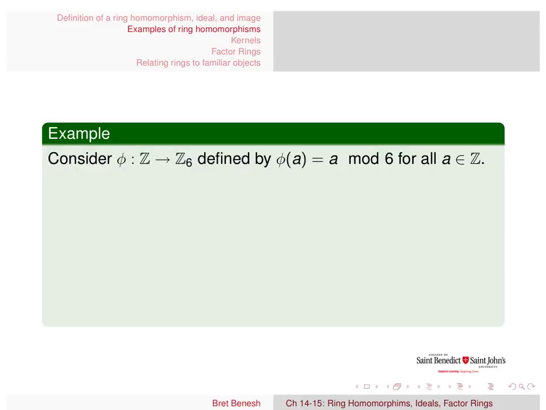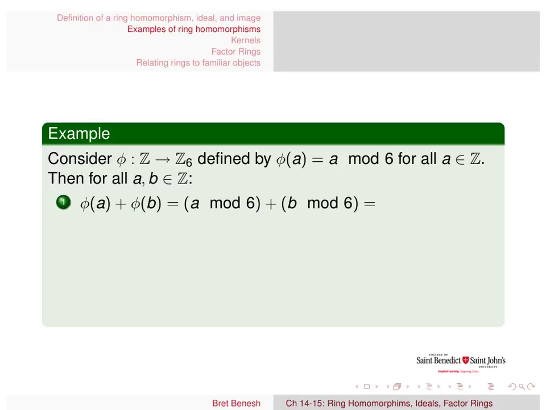So here's an example. We can map the integers to Z mod 6, and we're going to do it by just reducing things mod 6. Then we're going to show that for all a and b, we can see what happens when we add phi of a and phi of b together. Well, we get a mod 6 plus b mod 6, the same as a plus b mod 6, and now that's just phi of a plus b. And so we're halfway done showing that it's a ring homomorphism.